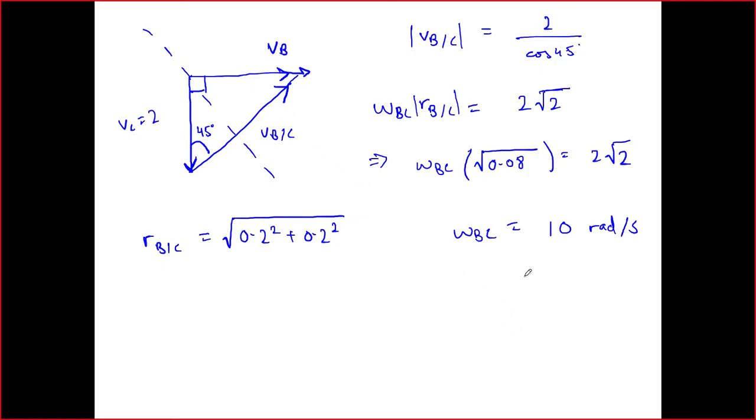Now please note that I can also figure out the direction of this omega BC. This VB with respect to C is in that direction, and this CB was in some direction like this. This was the direction of CB, right? So clearly, what is omega BC in? If it is going upwards, then that omega BC is like so. Anti-clockwise, to get me this upwards relative velocity. So omega BC is anti-clockwise.